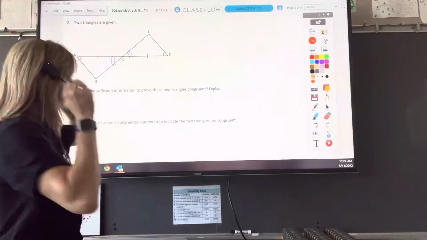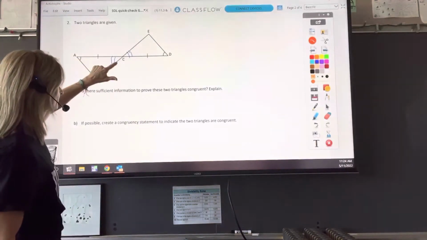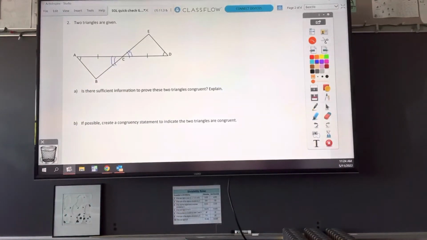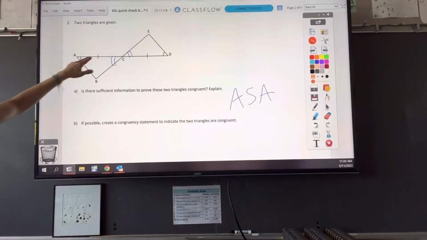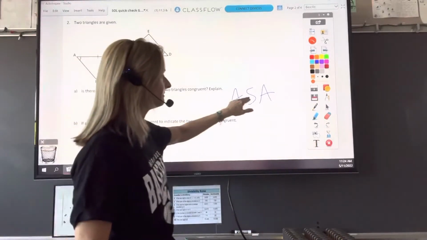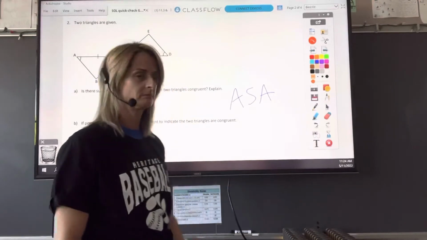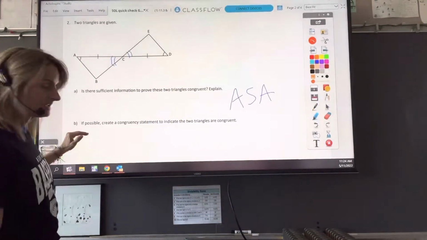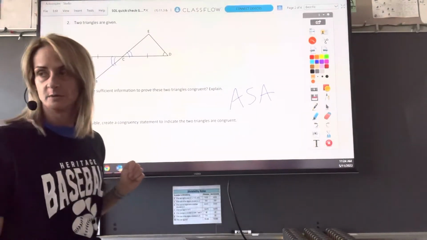Angle, side, angle. Because we've got 2 angles and a side in between the 2 angles. So in the diagram, the side is between the 2 angles. So in the name, the side is in between the 2 angles. It's good enough for now. I'm happy with that. Now for B, am I going too fast? Is everybody good with that?